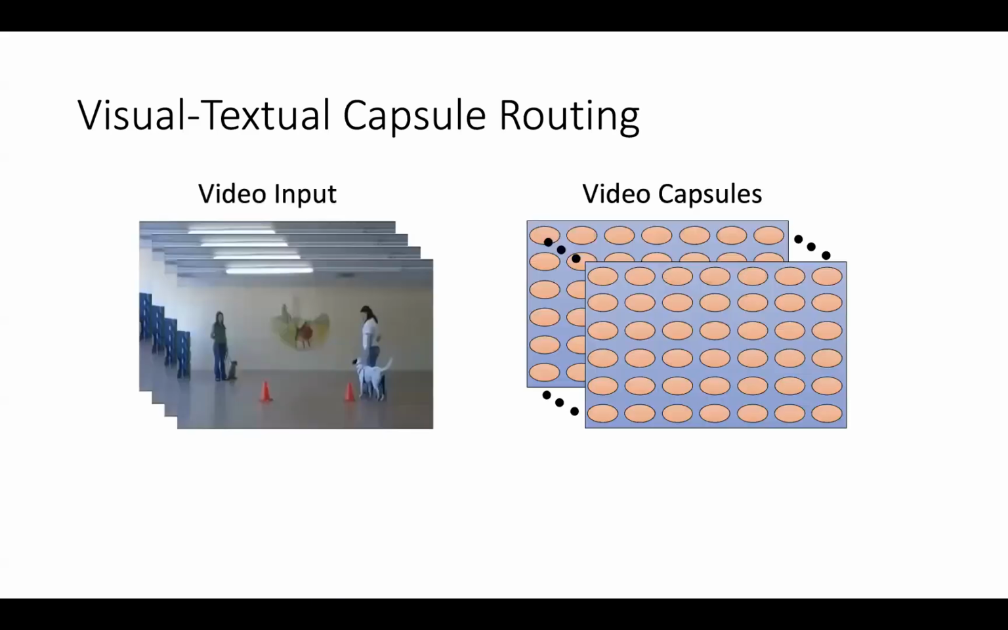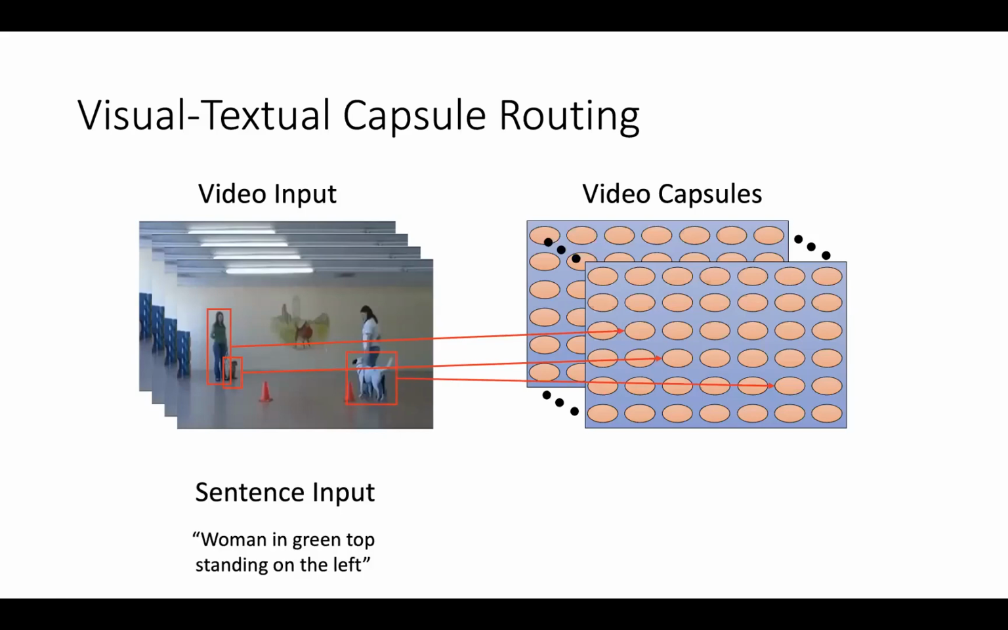So given a video, what we do is we generate a grid of video capsules. In this case, each location on the grid corresponds with the object at that location in the video. So for example, the woman in the green top is located in this capsule, in this region. The brown dog is located here, and the white dog is located here. Then we get our sentence input, and we generate a set of sentence capsules.